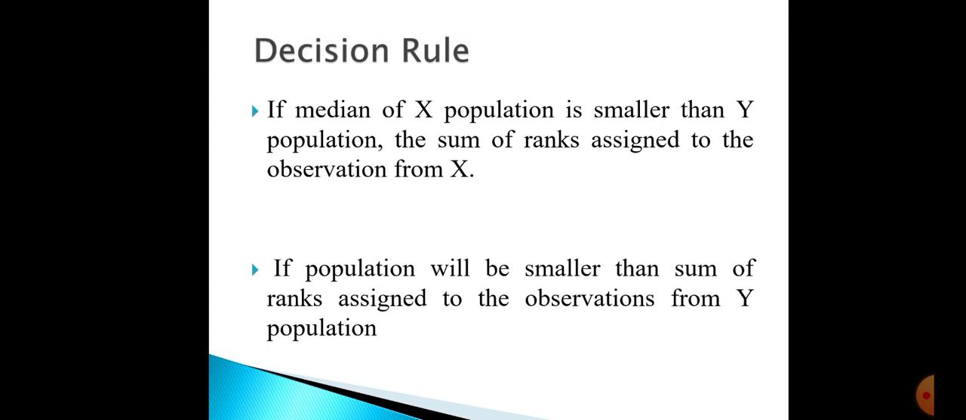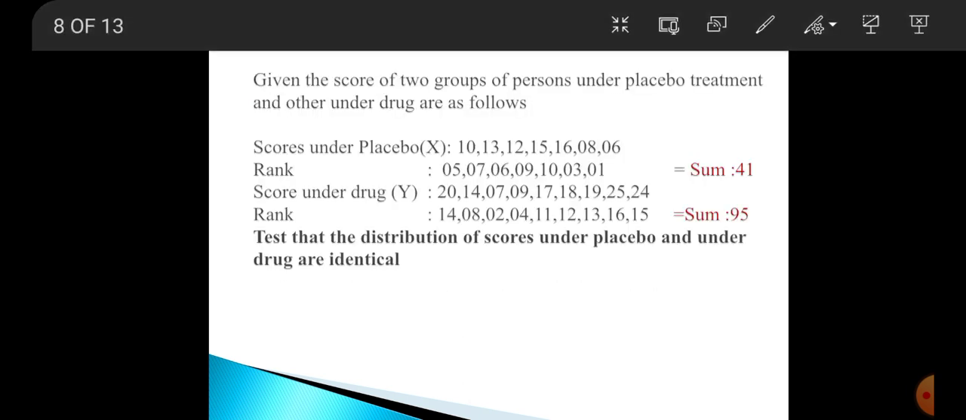Okay. Here one example is given where one group is under treatment with placebo and another is under the drug. It is important to note that from the population of sample 1, that is X, the number of individuals, N1, is different and N2 is different. So this test is used for unequal sample sizes. What they have asked in the question is to test whether the distributions of scores under placebo and under drug are identical. We have to calculate whether it is identical or not.